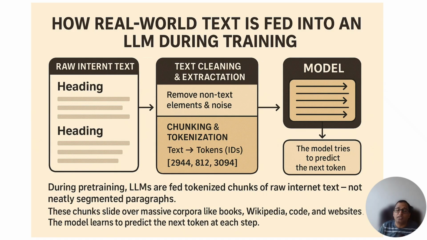So this whole process starts with raw internet text. This can be anything from a news article to a blog post to code, Wikipedia pages, forums, or product reviews. At this stage, the content may still contain a lot of noise like HTML tags, navigation bars, emojis, irrelevant metadata, right? Next, the system cleans this raw content.